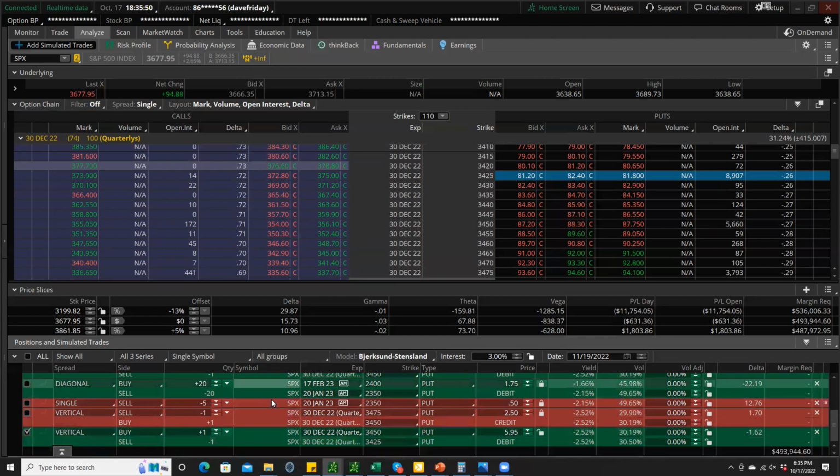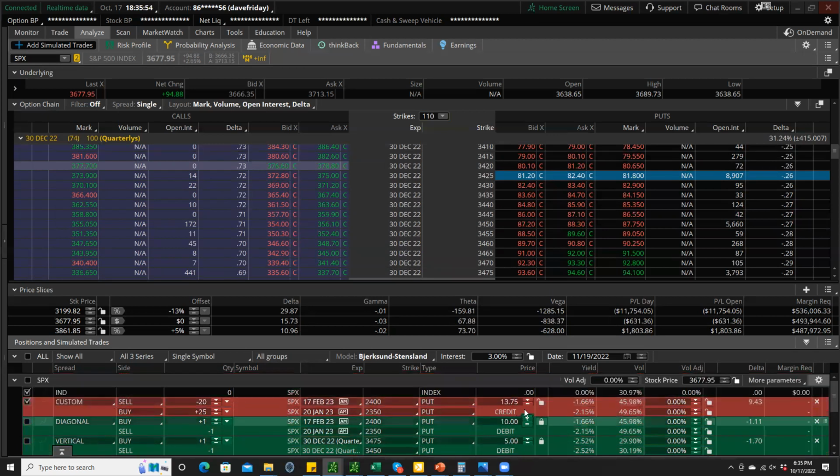So let's take a look at what we got here. I have this one and this vertical. I locked it in at $5. Let's unlock it. 6.35. Okay. I'm just going to lock it just so that we don't get a lot of movement.